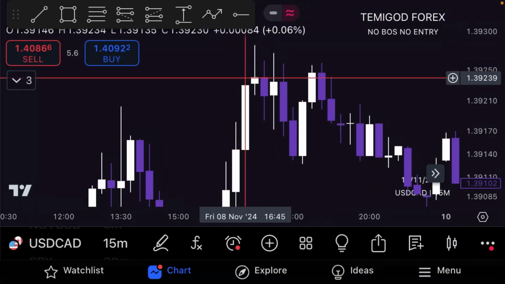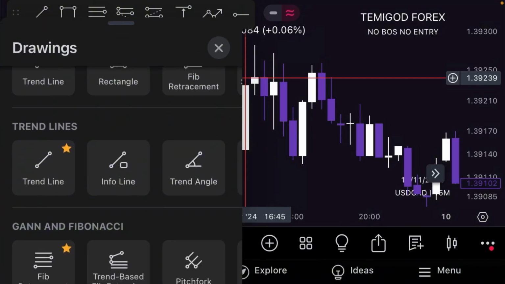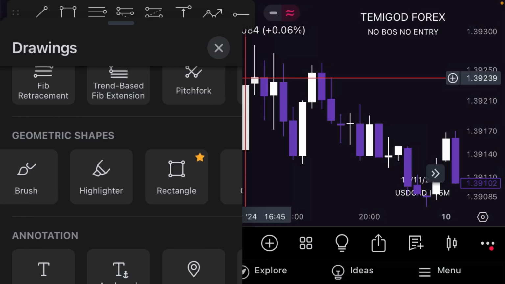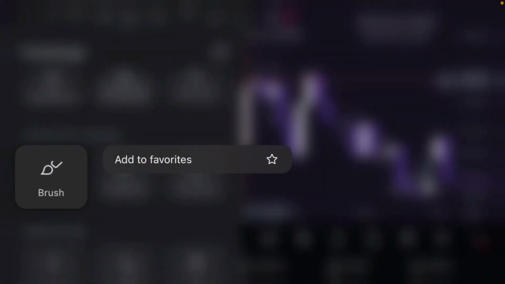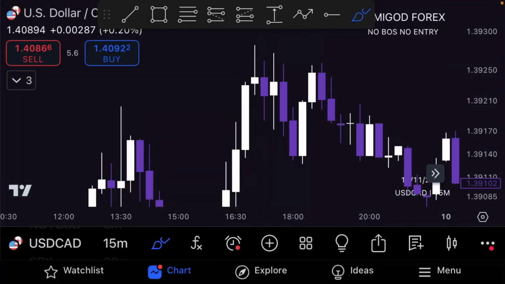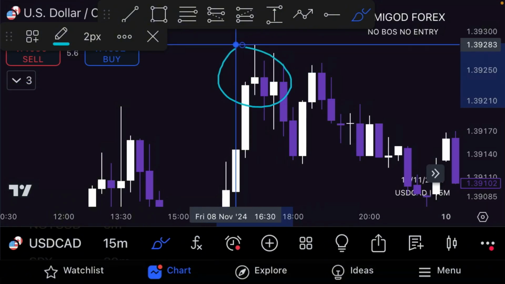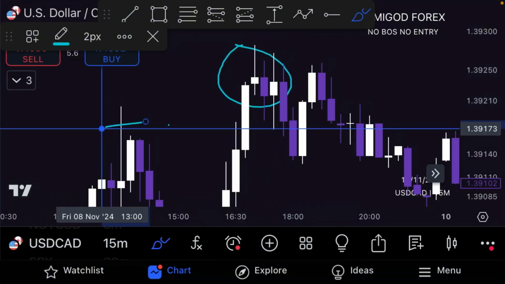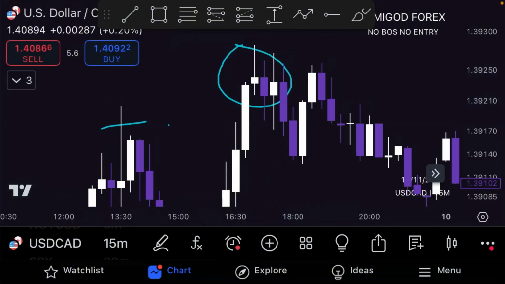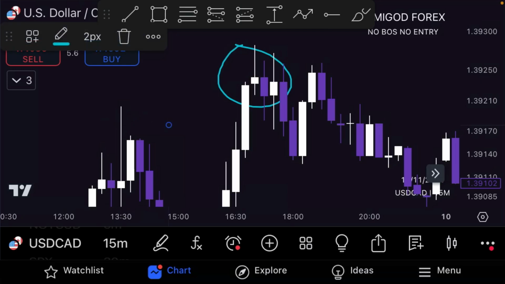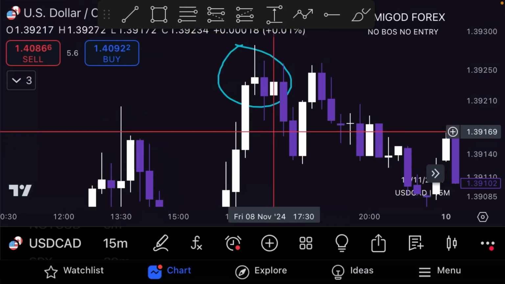So if you have this as the highest level that the market has gotten to, let me take out a diagram. Let's say we have this. So if we say this candle level is the highest level that the market has gotten to, then we want to see 3 more candles coming below.